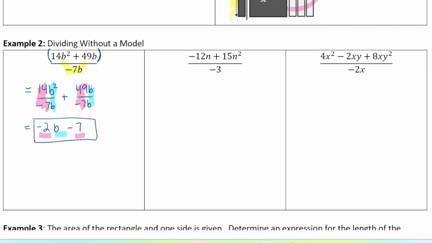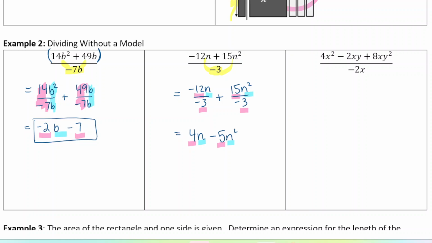Okay, let's try one more. Both of these terms in the numerator need to be divided by the negative 3, so let's write it out separately. So we'd have negative 12n divided by negative 3 and 15n squared divided by negative 3. Okay, and then recall that we need to divide the numbers and the variables together. Here there's just numbers to divide, so negative 12 divided by negative 3 is 4. And then here we'd have negative 5n squared. We don't need to divide the variables at all because there's no variable in the denominator.